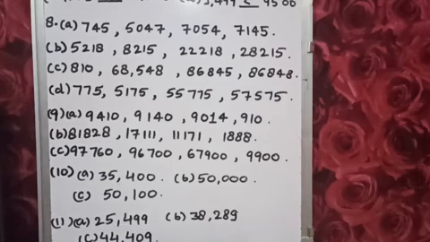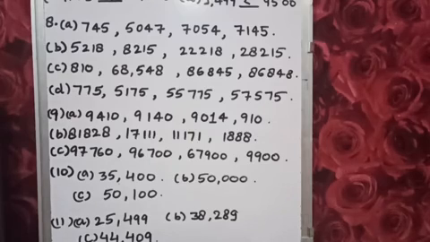Now let's see question number A. So question A is 25,500. Okay, so what will be the number just before, or what will be the predecessor of 25,500? So 25,499 is the predecessor of 25,500. Okay, now let's see question number B.